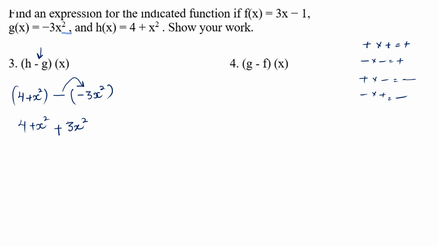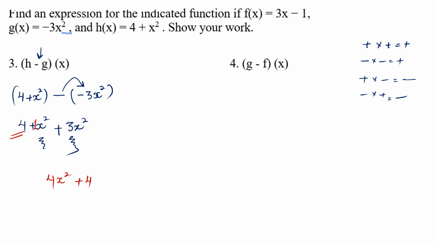Okay, add the like terms. So plus x square plus 3x square. Before the x square, no number, it means automatically it's 1. So 1 plus 3 gives you 4x square, and this plus 4 is left, so just copy it down.